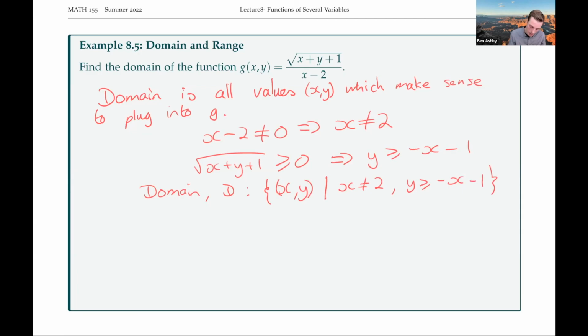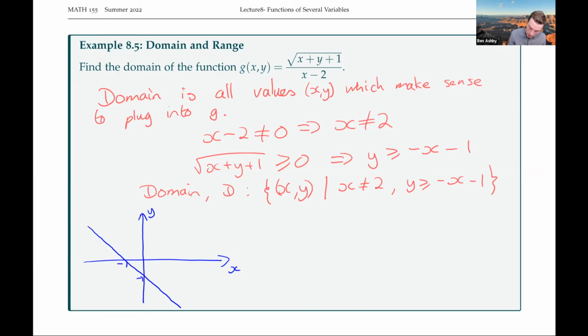So we can visualize that. Suppose we draw our axes like this. These are our x and y axes here. And we can think about these lines that we've just found. So we know that y has to be greater than or equal to minus x minus 1. So that means that we can't have values below this line here. So this is the line y is equal to minus x minus 1. So this is minus 1 here. So that means that we can only take values above that.